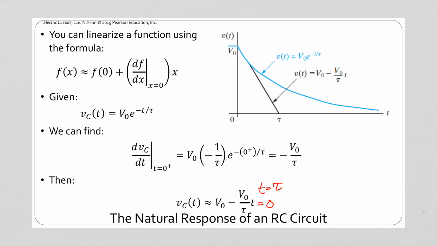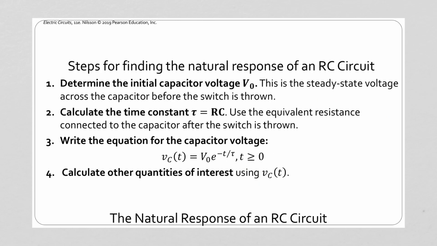So to recap the natural response of an RC circuit, the first step is to determine the initial capacitor voltage V0. This is your starting point, and this will be the steady state voltage before some change has been made to the circuit, before the switch has been thrown.